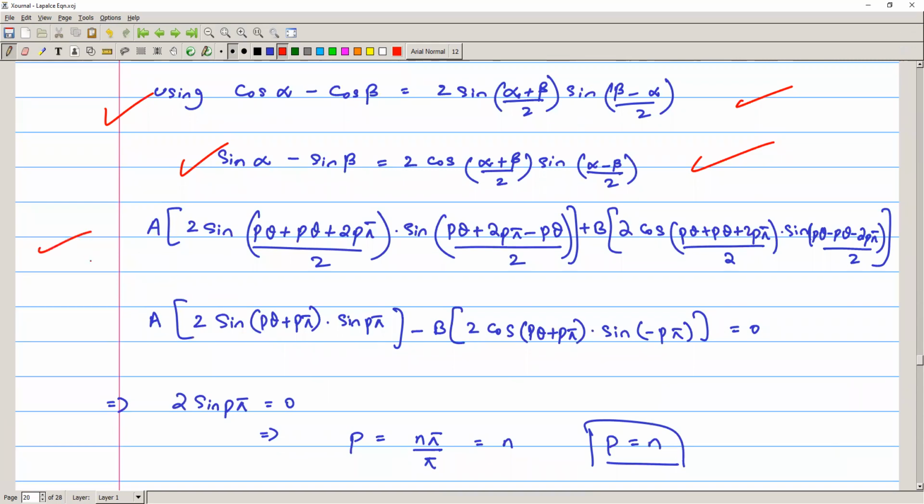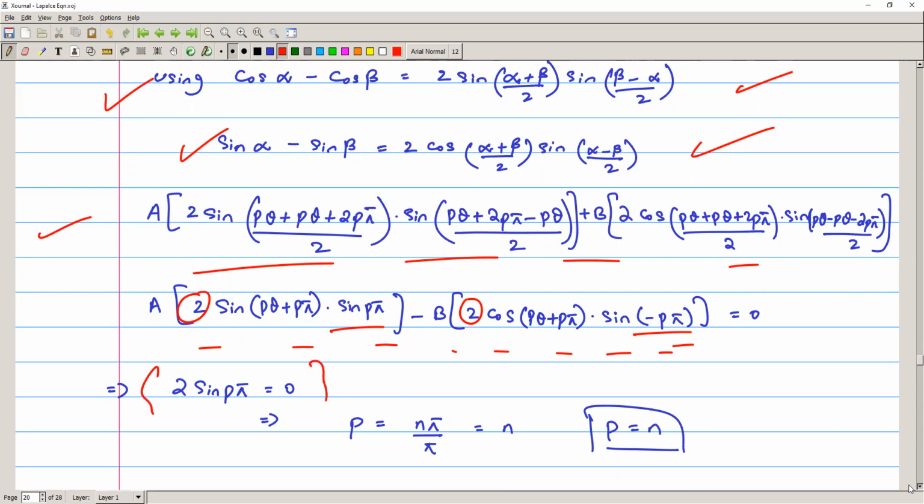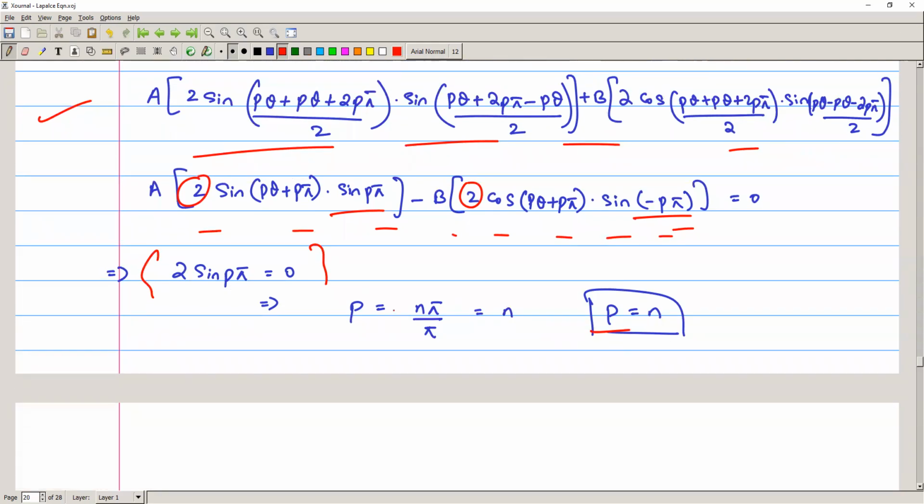So finally here you can see the simplification steps. This is the most simplified form, right? From here, sine p pi and sine p pi we can take as common, and 2 is also common, so we'll take it outside. Then we can say that 2 sine p pi is equal to 0. From here we will get p is equal to n, which is the eigenvalue for this problem, right?